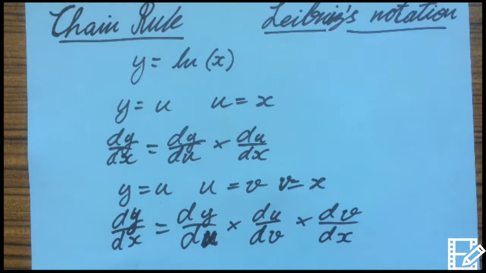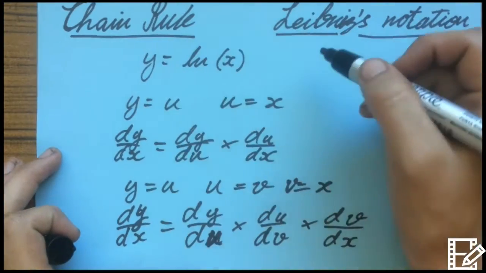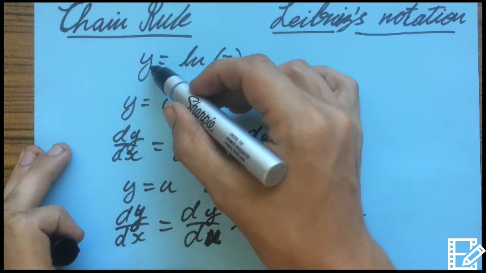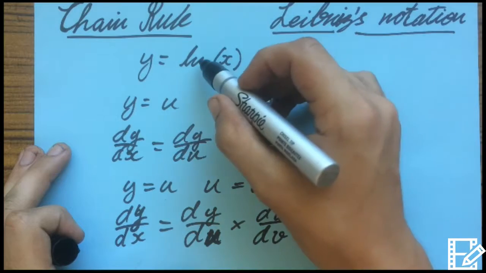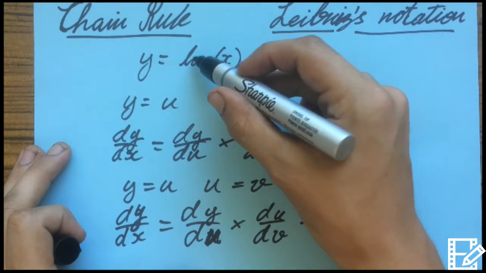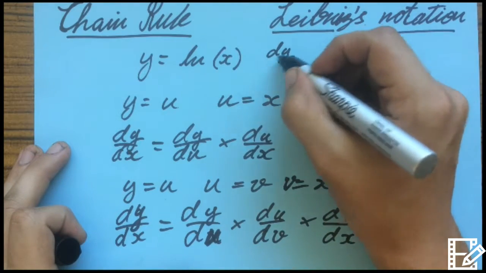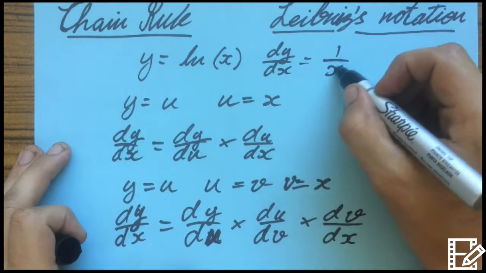Derivatives with natural logarithms, chain rule, Leibniz notation. Okay, so with the derivatives with logarithms, you'll have a function, and inside, this is the natural logarithm, ln, which is basically log to the base e. So you have ln of x, and you wish to derive it. The derivative of such is 1 over x.